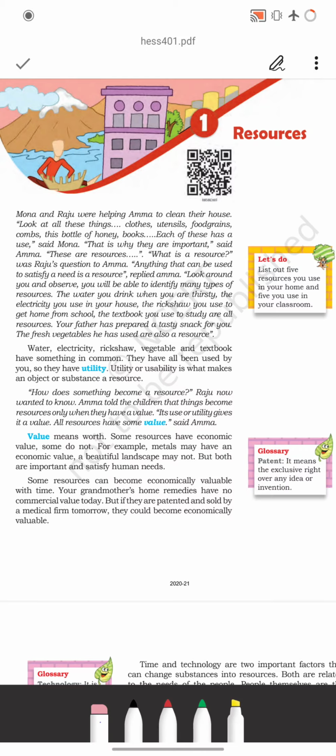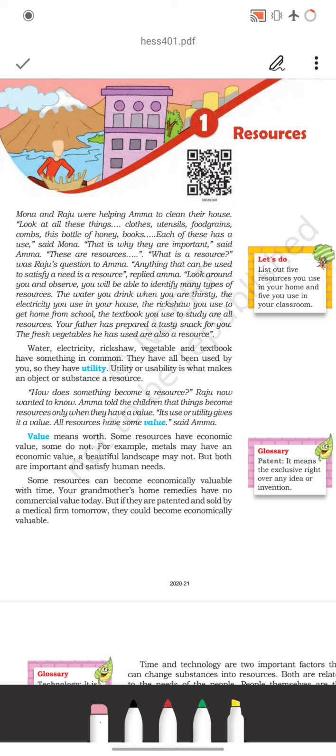Good morning, guys. Today we are going to learn geography, resource and development. In that first chapter, resource. What is resource? For that, let us know through this para.